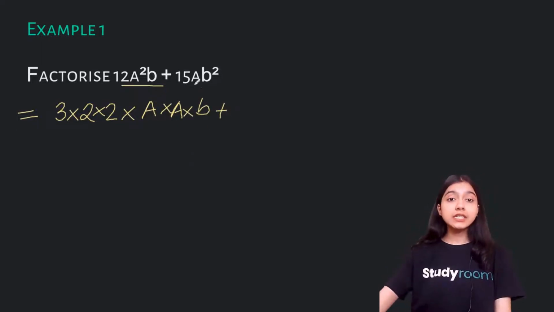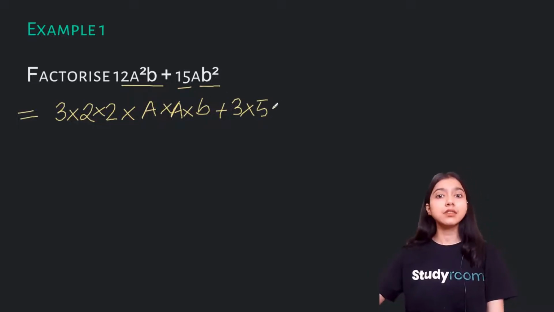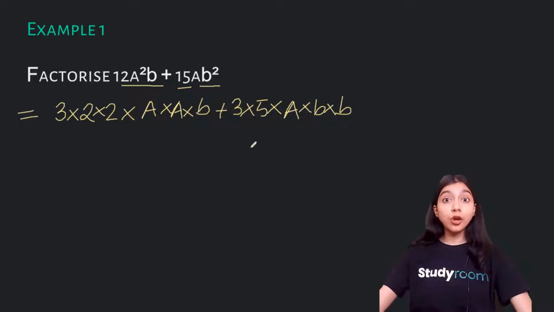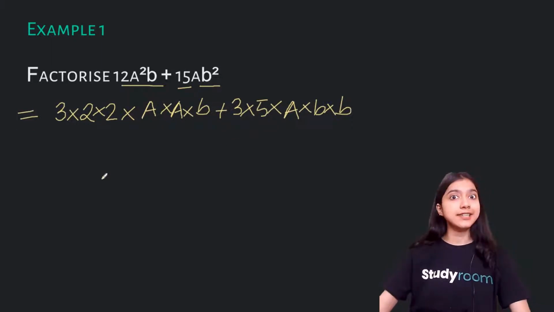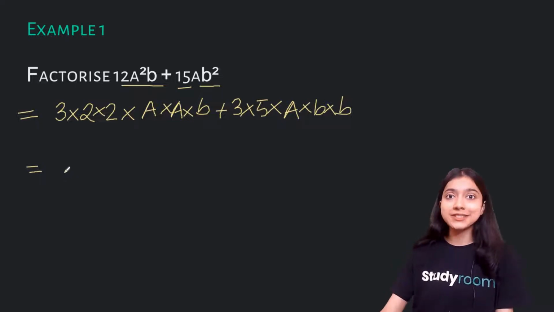Talking about the second term, we have 15. 15 can be written as a product of its prime factors, that is 3 multiplied with 5 gives us 15. And then we have ab square, that means multiplied with a multiplied with b square, which can be written as b multiplied with b. I am reducing it in a smaller form so that you will be able to understand it better. Now, let us check the common factors. This is the next step.